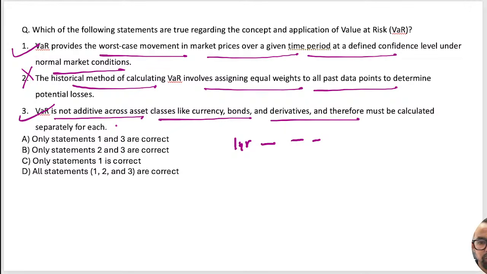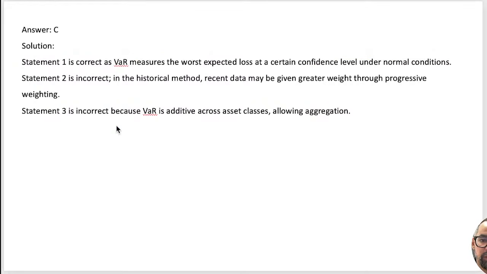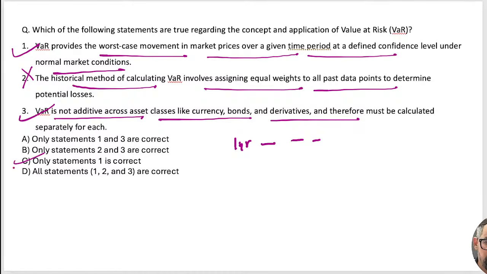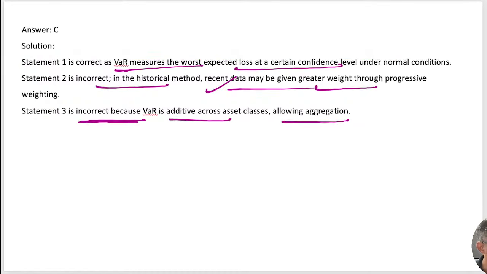What are you guys saying? Option D. Okay, we'll check this one. So the first one is correct. The VAR measure statement is true. The second one is the historical method: recent data has been given greater weightage. This is also true. The third one is incorrect because VAR is additive across asset classes, allowing aggregation. So this is the right explanation for this one, guys. This is incorrect, that means, oh okay, then option C is the right answer.